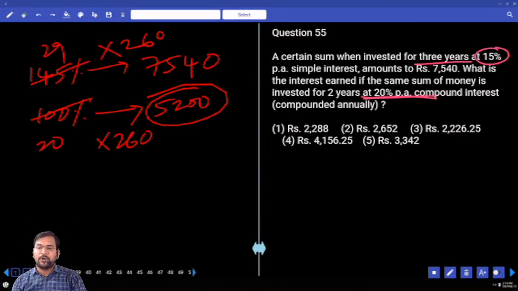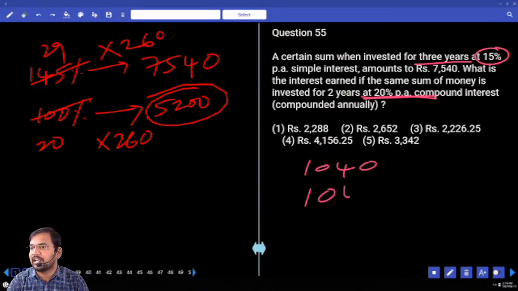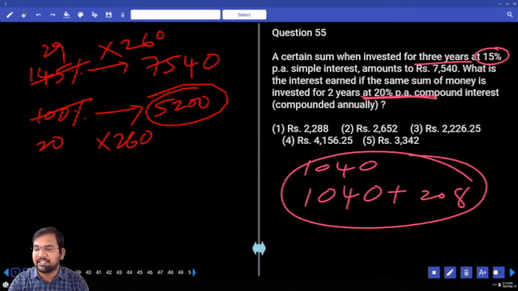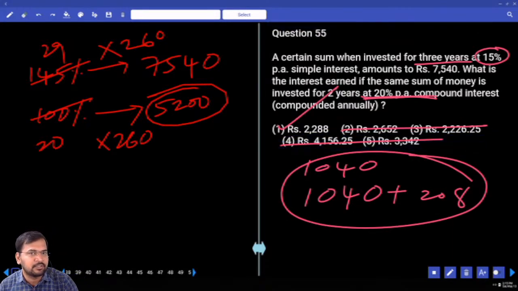20% compound interest. 20% compound interest is nothing but first year 20%, which is 1040. Second year also 1040, but in the second year we have to calculate interest on interest. 20% of 1040 is nothing but 208. Our answer ends with 8. Ending with 8, how many options are there? Only one option.